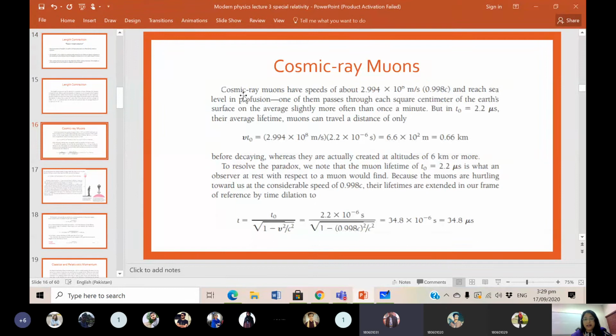What I want to say here is that if you have cosmic rays coming from the sky and we are the observers on Earth, the cosmic rays are moving close to the speed of light, like 0.998 c, which is very high, okay? And they reach the sea level. They take a certain amount of time to reach the sea level, in T0.